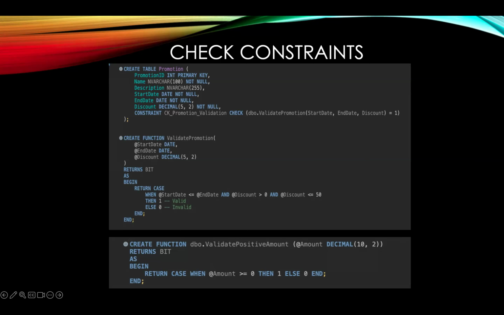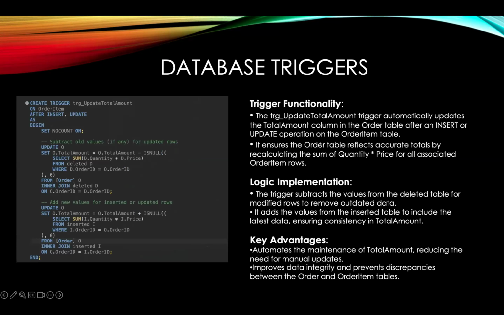And next, we have database trigger. So we have this trigger set up, the update total amount trigger. It automatically updates the total amount column in the order table whenever an insert or update operation is done on the order item table.